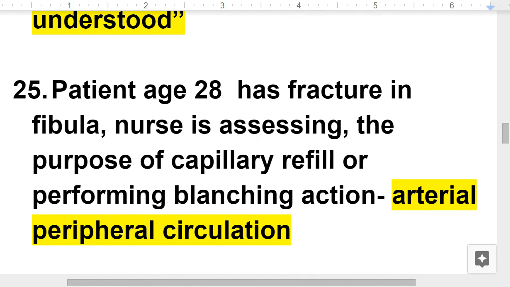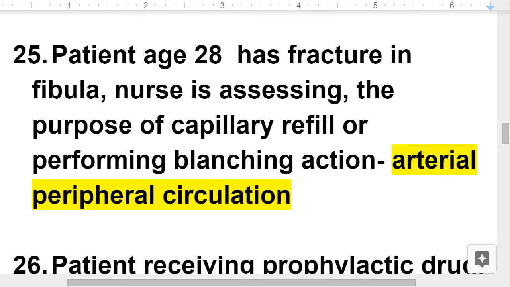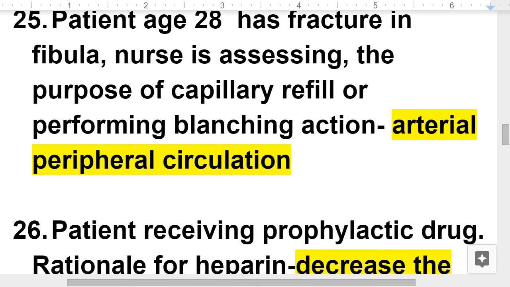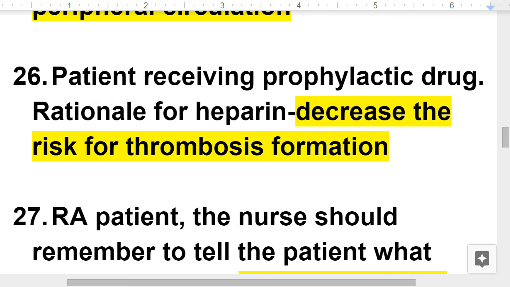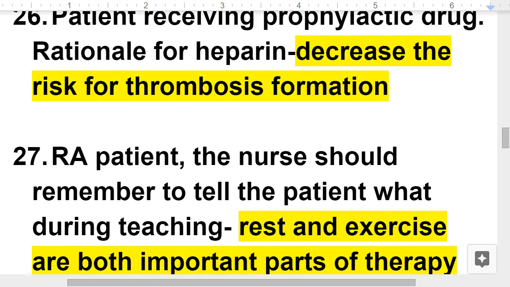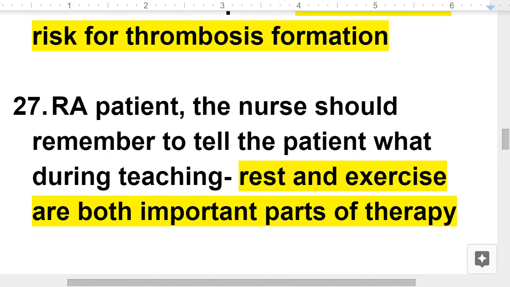Patient age 28 has a fracture in the fibula. The nurse is assessing the purpose of capillary refill or performing blanching actions, called arterial peripheral circulation. Patient receiving prophylactic drug. The rationale for heparin is to decrease the risk for thrombosis formation.